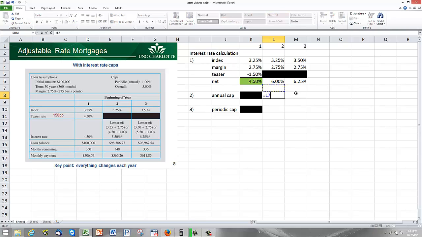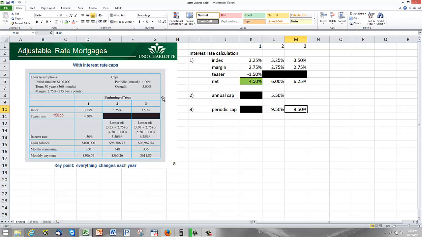It can't be more than a 1% increase right here plus that rate. So that rate plus 1% is 5.5. That's the most it can be in that second year. The periodic cap says that it cannot exceed 5% over the net rate from your first year. So the periodic cap for the life of this loan under these assumptions is 9.5.